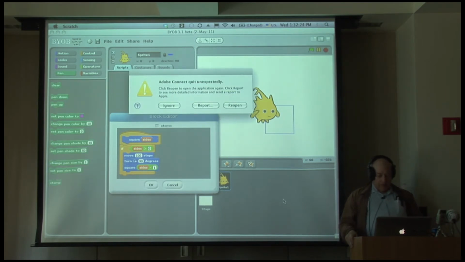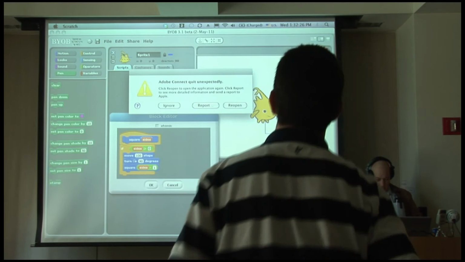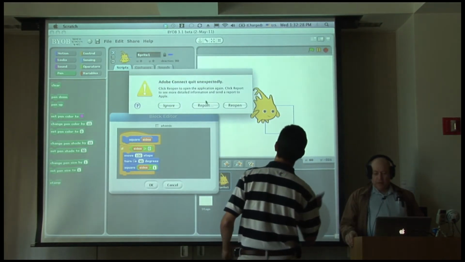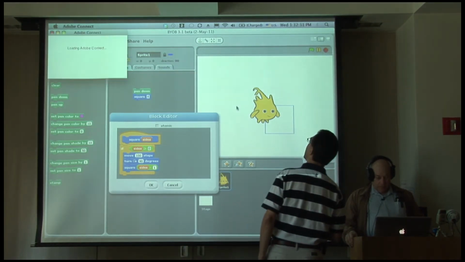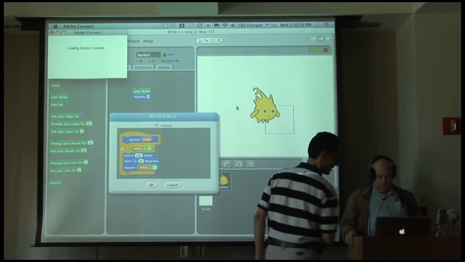Adobe Connect quit unexpectedly. Shall I say report? Reopen. But you might have to restart the whole thing. Uh-oh. I should pause the video.